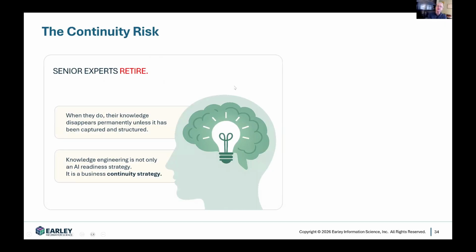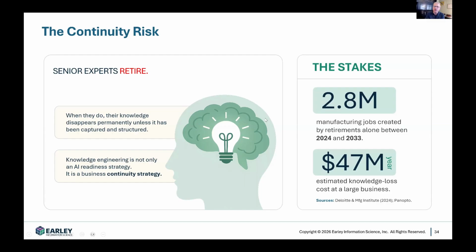So again, what we're finding is that in organizations, we're having a lot of attrition. We're having a lot of experts, subject matter experts who are leaving the company, right? When they leave, their knowledge disappears unless we've captured it. And so we need to have this as a business continuity approach, right? This is really reducing the risk.